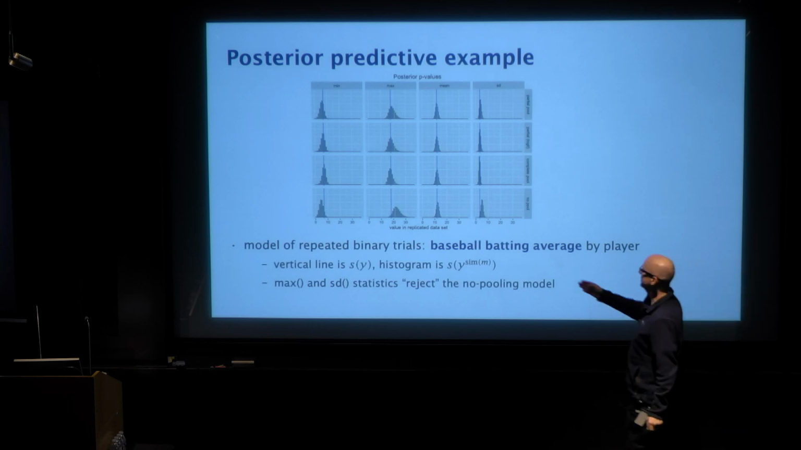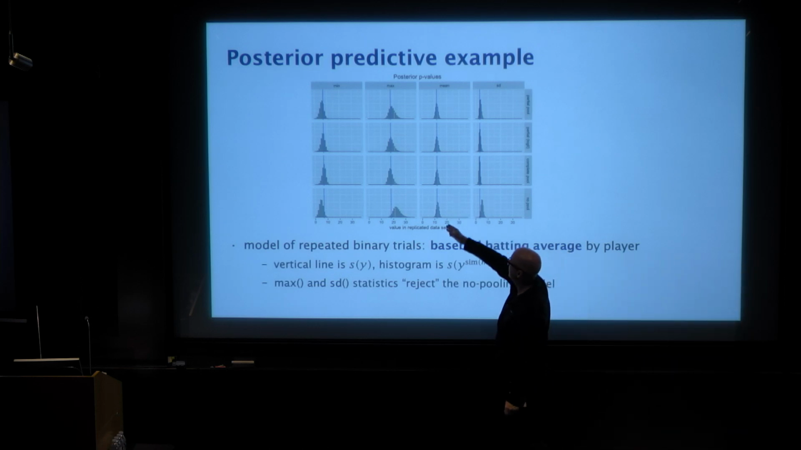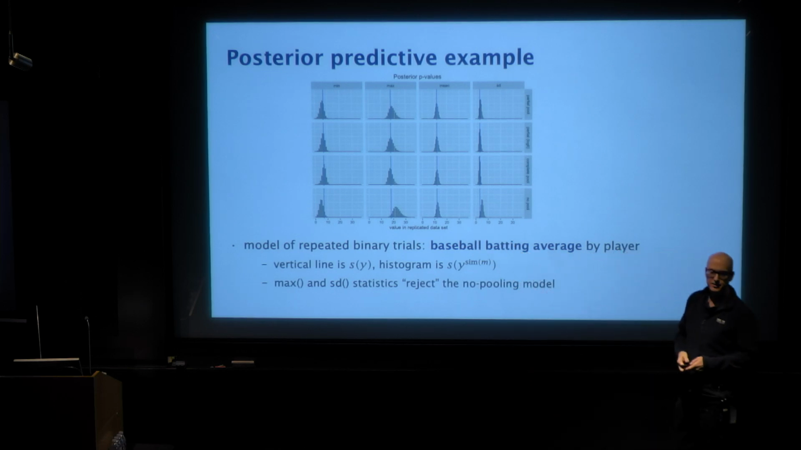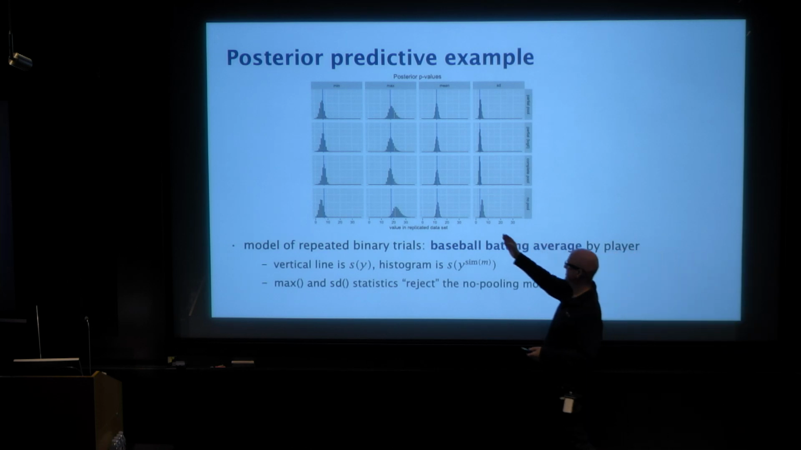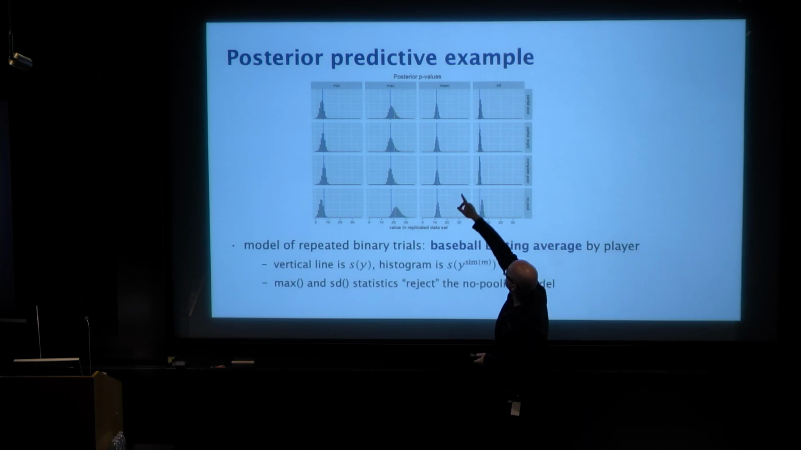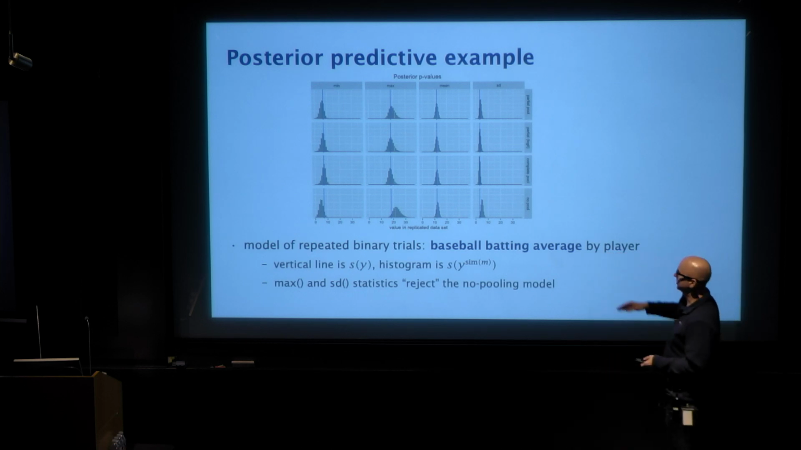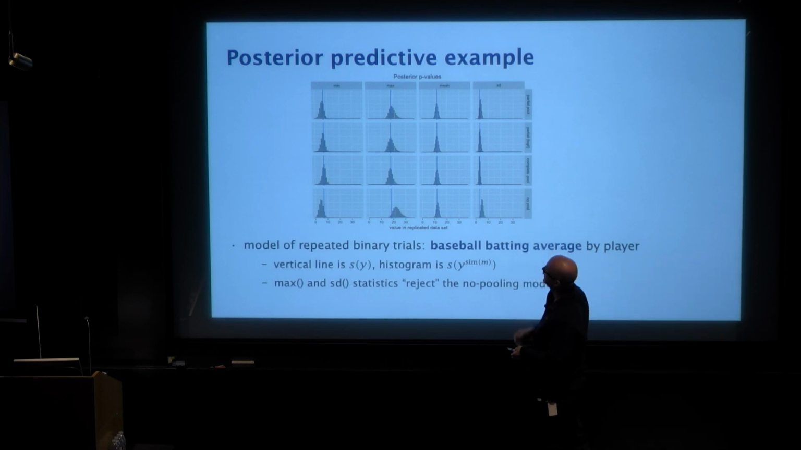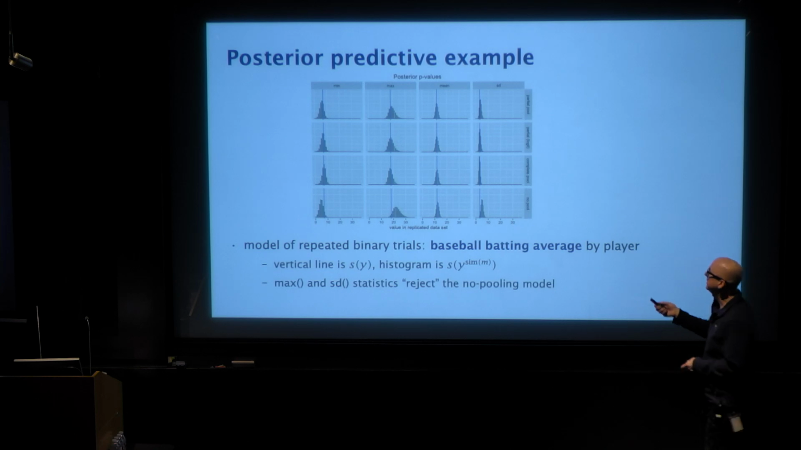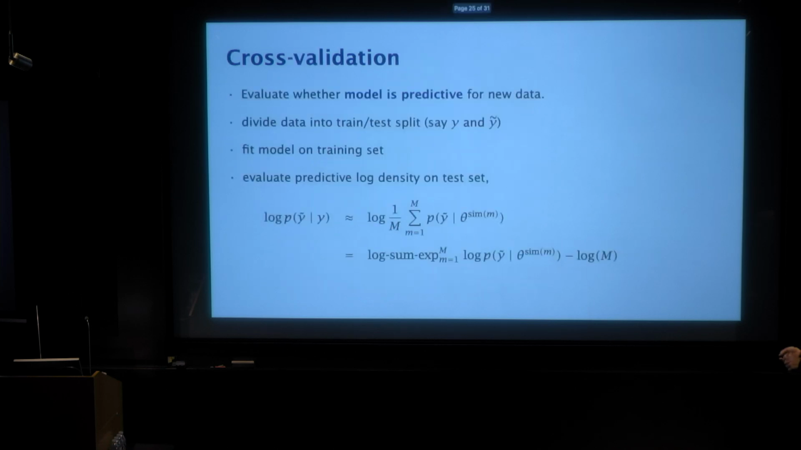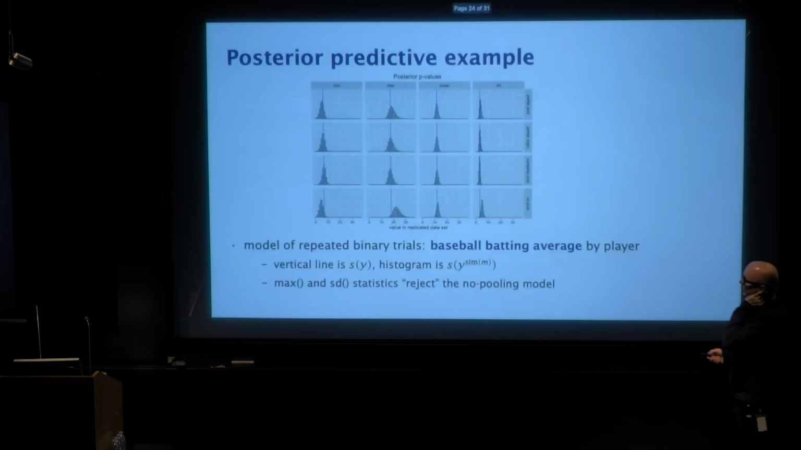And what's drawn here, the vertical line, is the value on the data. The histogram is the value on the repeated trials, right? So those are the simulated data. The statistic on the simulated data, and I'm looking at min, max, mean, standard deviation, right? And you can see that the no pooling one is way off, right here. If you had more data, you'd pretty much be able to reject everything other than the partial pooling models. Right? I've done this.